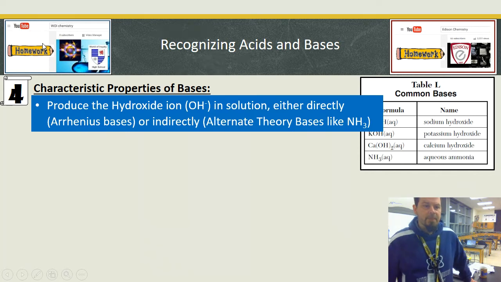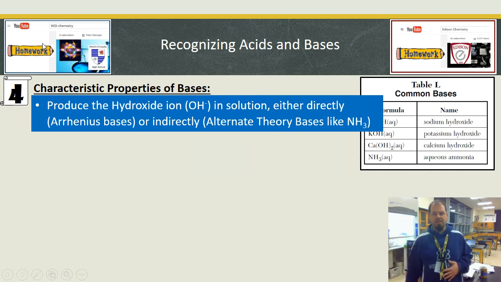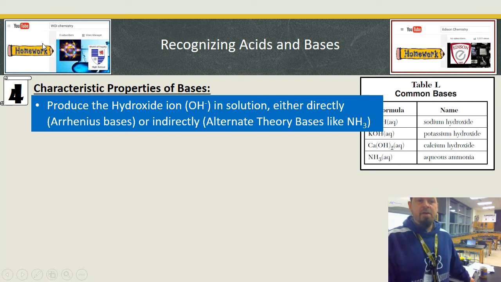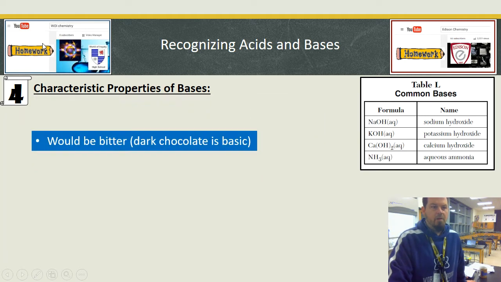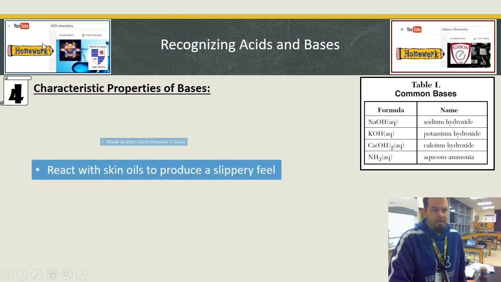So conversely, bases make the OH- in solution, and then again, either directly or indirectly. So the directly follows Arrhenius. The indirectly for NH3 is that Bronsted-Lowry or the alternate base theory. But either way, when introduced with water, OH- becomes very prominent, hence it's a base. They are bitter. Dark chocolate is basic, and it's got that little bit of a bitter bite to it. Okay, so they are bitter.